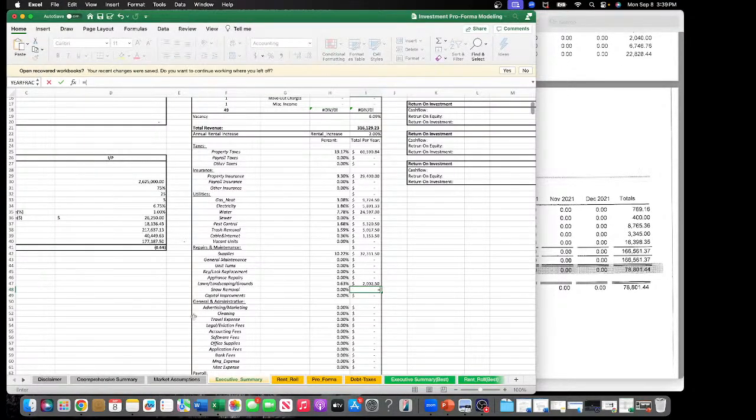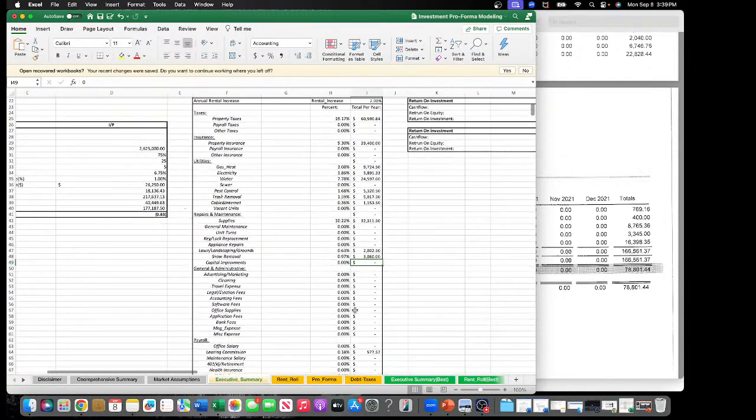So we're going to do 2040 divided by 8 times 12. There we go. Capital improvements, we're going to keep that 0 for right now.